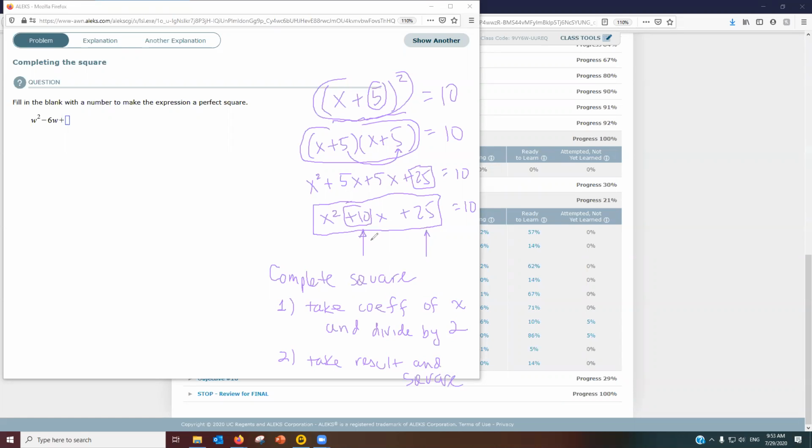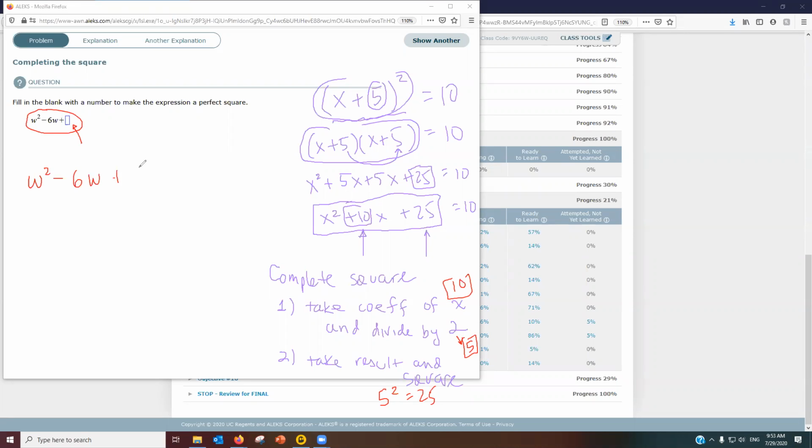For example, in our example here, the coefficient of x was 10. So I would take 10 and divide by 2, that would get me 5. Then I would take 5 and square it, that would get me 25. So let's go to this example. They're asking us what number would go in this blue box in order to complete the square.